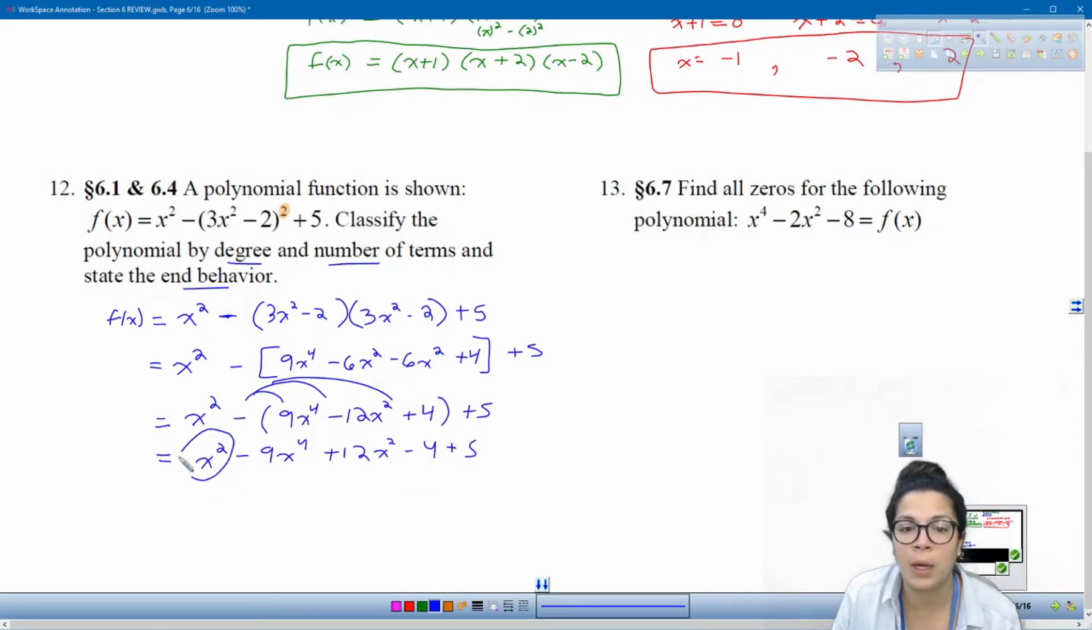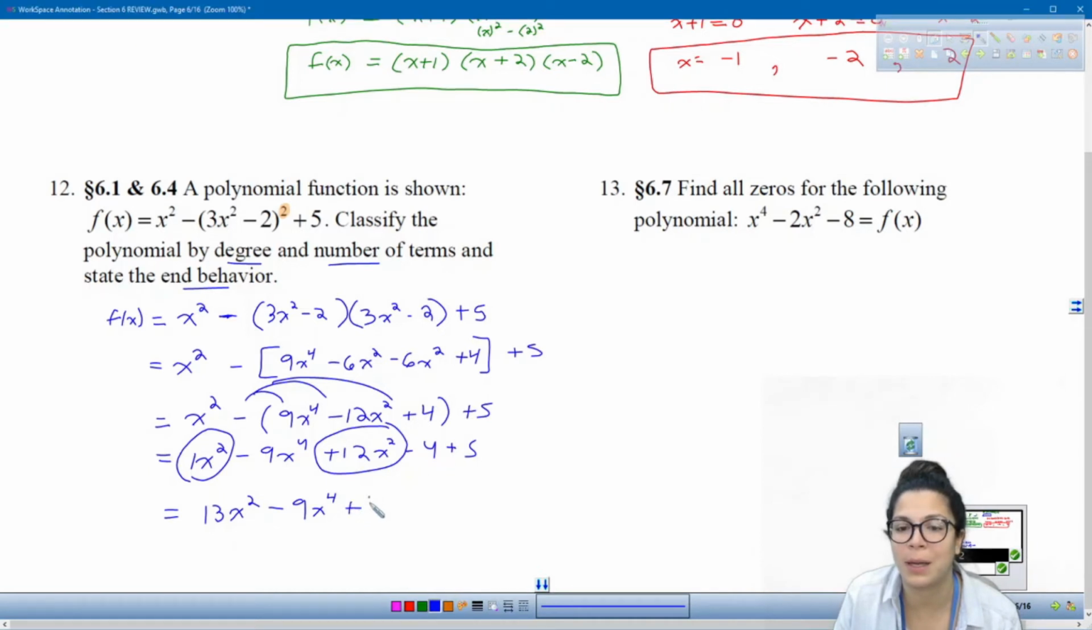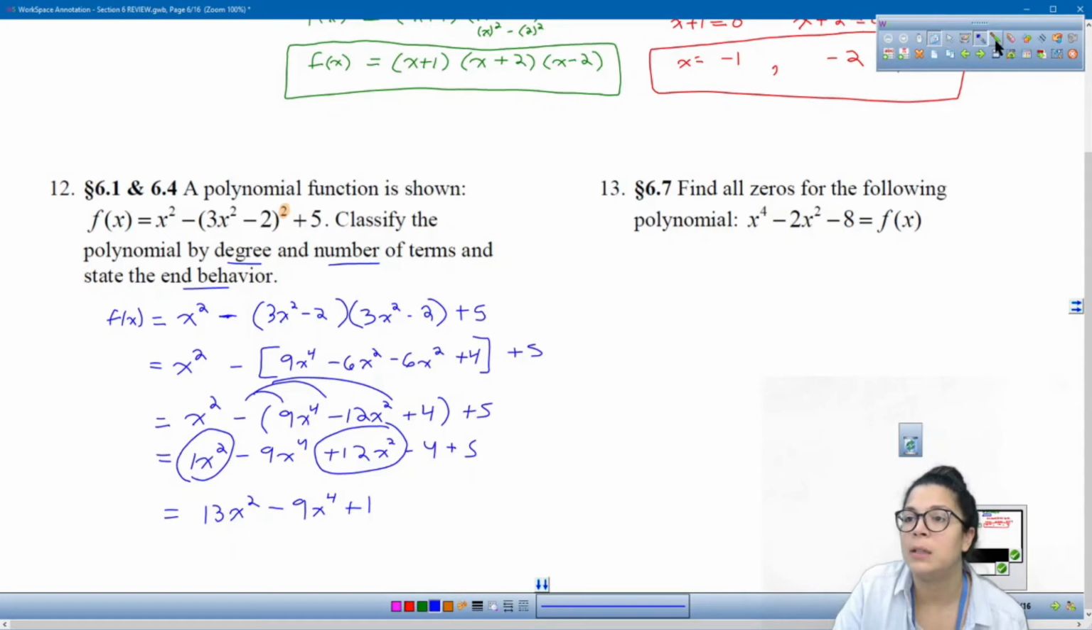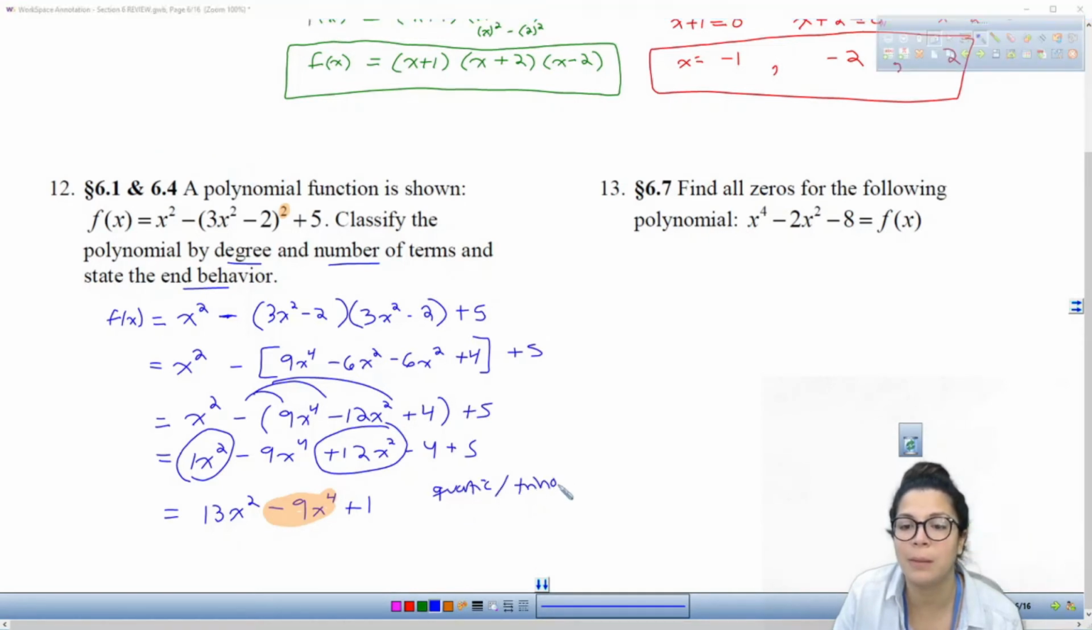The 1x squared I can add with the 12x squared, which gives me 13x squared. -9x to the power of 4 I can't combine with anything, and -4 plus 5 is +1. Now, how do we determine the degree? Well, you look at the term with the highest power. That is also your leading term, which is what you use for the end behavior. So your degree is 4, which means this is quartic. We have 3 terms, which means it's a trinomial.